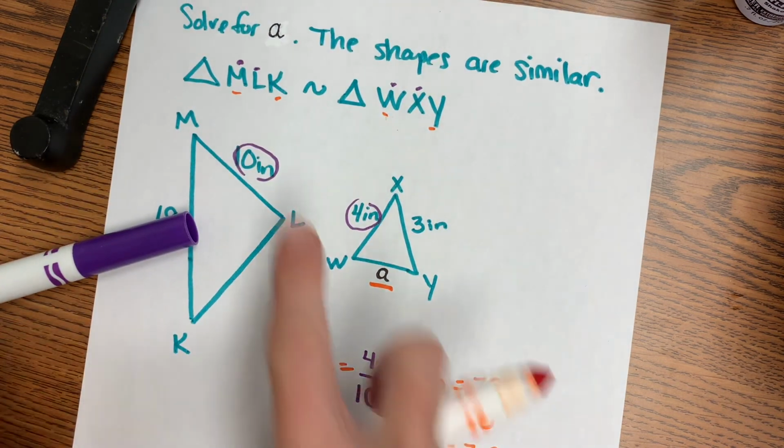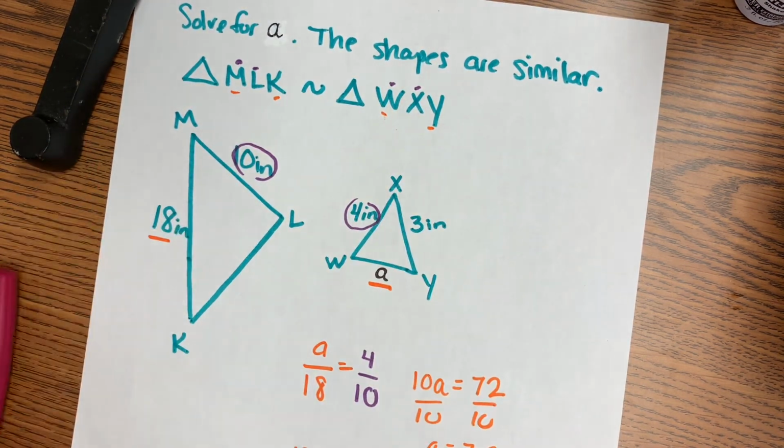So what I wanted to do is just make sure you see how you can use the similarity statement even if the pictures don't look correctly drawn.